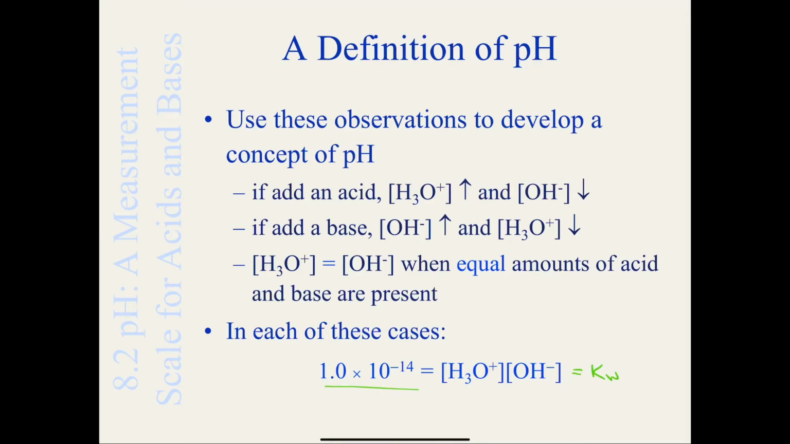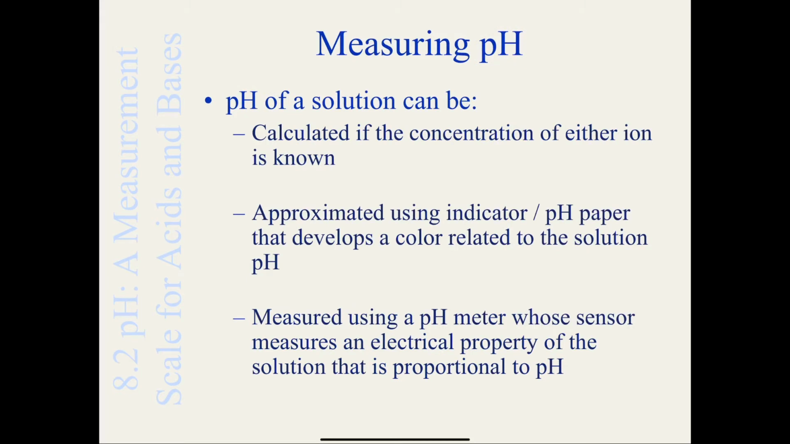Since the concentration of hydronium times the concentration of hydroxide is equal to a constant, 1.0 times 10 to the minus 14, and Kw is the ion product constant for water, it makes sense that if I increase the amount of hydronium, the amount of hydroxide is going to have to decrease. The converse is also true. How do we go about measuring the pH of a solution? Well, there's a few ways that we can do that.